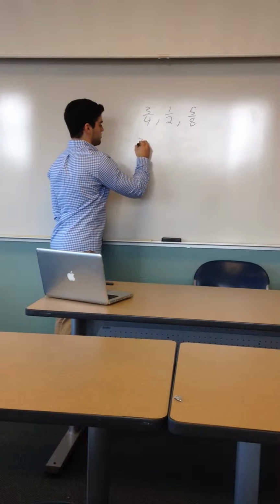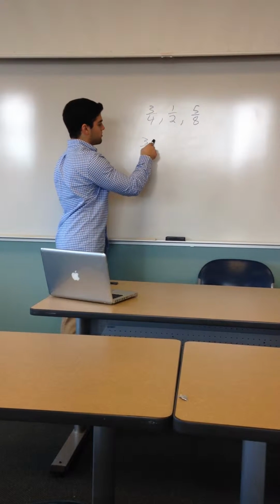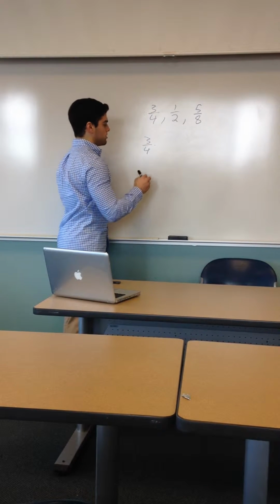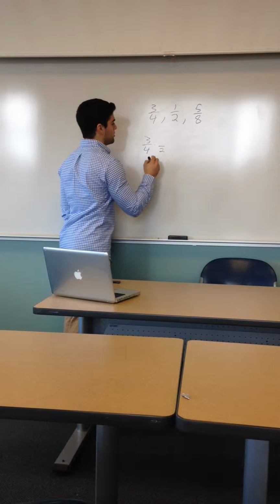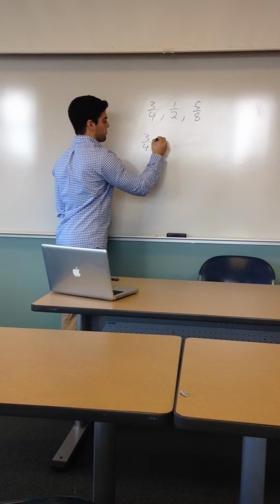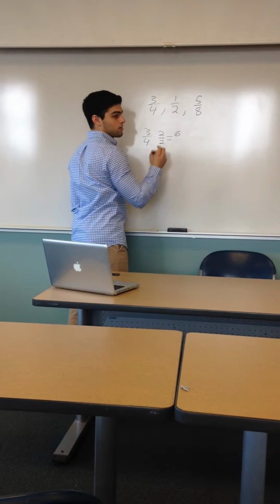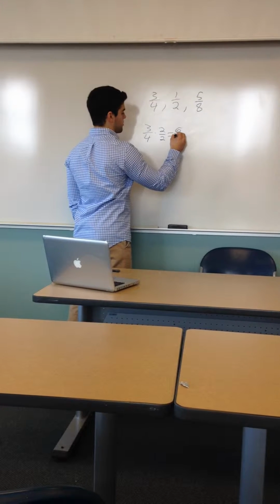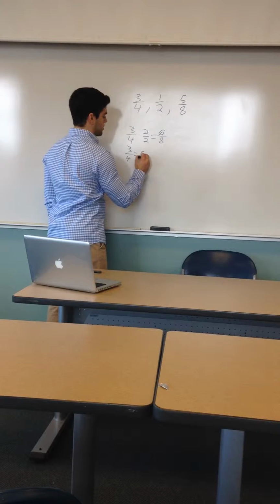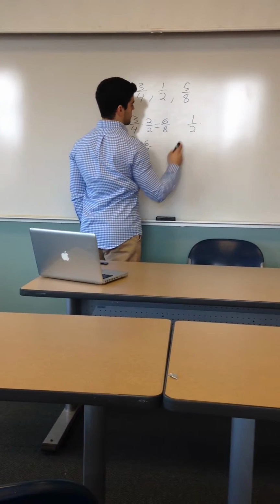So what you do is you take 3/4 and you're going to multiply it to make the 4 equal 8. So we're going to use 2 because 4 times 2 equals 8. And what you do on the bottom you have to do on top. So then you do 3 times 2 as well. And 3 times 2 is what? 6. And then 4 times 2 is 8. So 3/4 equals 6/8.